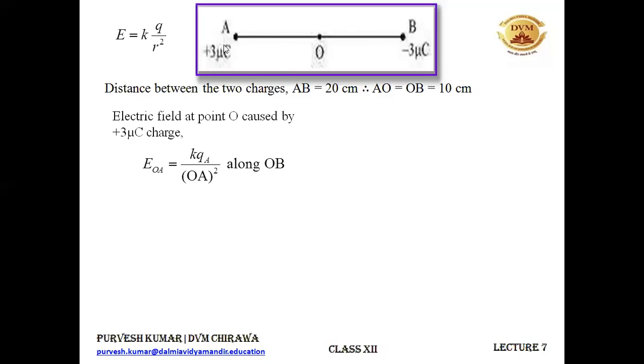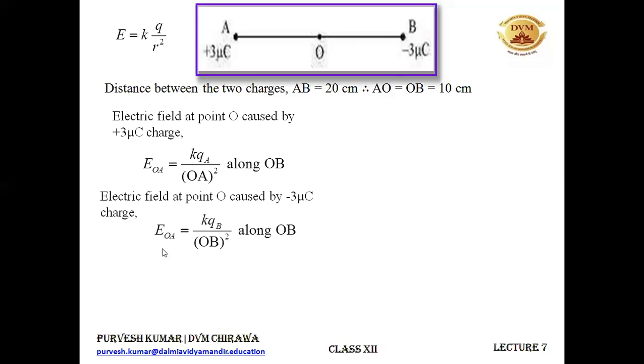Why so? Because it's a positive charge, and from a positive charge the electric field is always pointing outwards. It is going in this direction, from A to B. So from O to B, it will be going away from this point. That's why I've written along OB. Similarly, consider the electric field at point O caused by the minus 3 microcoulomb charge. This charge is also making some electric field over here, and that electric field will be EOB. It has to be EOB. Please make it EOB.